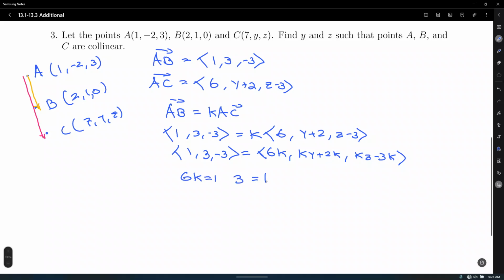3 equals KY plus 2K. Actually, I'm going to go with the factor version instead. So 3 equals K times (Y plus 2), and negative 3 equals K times (Z minus 3).